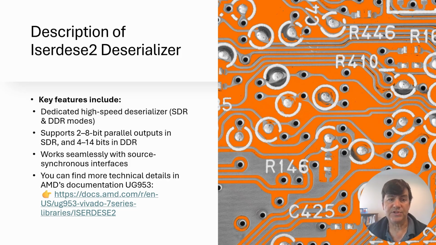Its key features include a dedicated high-speed deserializer, SDR and DDR modes, support for 2 to 8-bit parallel outputs in SDR and 4 to 14-bit outputs in DDR, and it works seamlessly with source synchronous interfaces. You can find more technical details in the AMD documentation shown in the link.